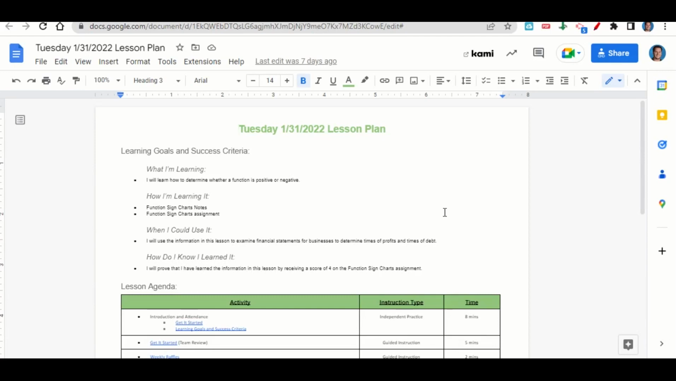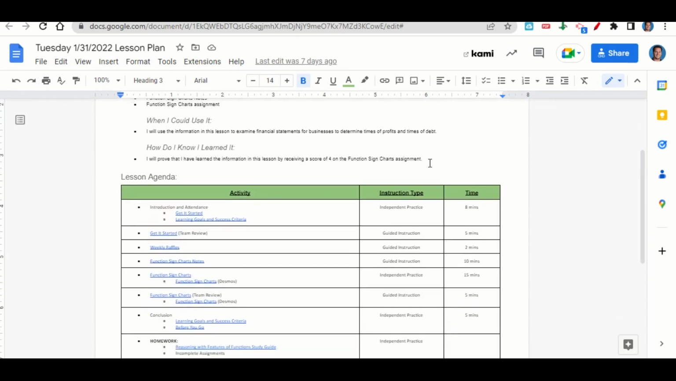First, what are we learning? We're learning how to determine whether a function is positive or negative. How are we learning it? Through the function sign charts notes and the function sign charts assignment. When can we use this information? To examine financial statements for businesses to determine times of profit and times of debt. How do you know you learned it? By getting a score of 4 on the function sign charts assignment.